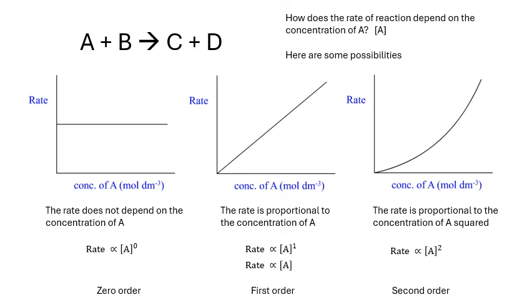On the third one, in this particular case, the rate is proportional to A squared, the concentration of A squared. In other words, if we double the concentration of A, then the rate is 4 times bigger. If we treble the concentration of A, then it's 9 times bigger. We call that a second order. So zero order, first order, second order, and you'll see that matches up with the indices. Zero order is like to the power of 0. First order is to the power of 1. Second order is to the power of 2. So these are some possibilities for the relationship between the rate of reaction and the concentration of A.